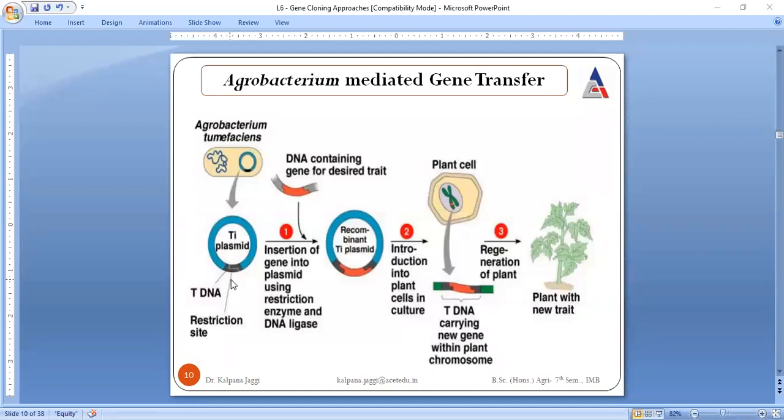What we have done here: tumor inducing genes are removed and our desired gene is inserted into this T-DNA region, right? Because this gene is having a desired trait, and since the two DNAs are combined, it has converted into a recombinant Ti plasmid. It is later on introduced into the plant cell, right? When it is introduced into the plant cell, it will express itself, and when it expresses itself, then from a small explant a whole plant can be synthesized.